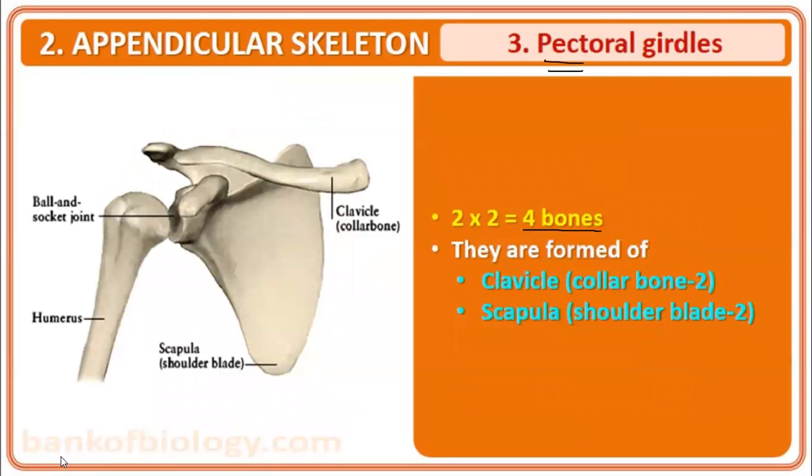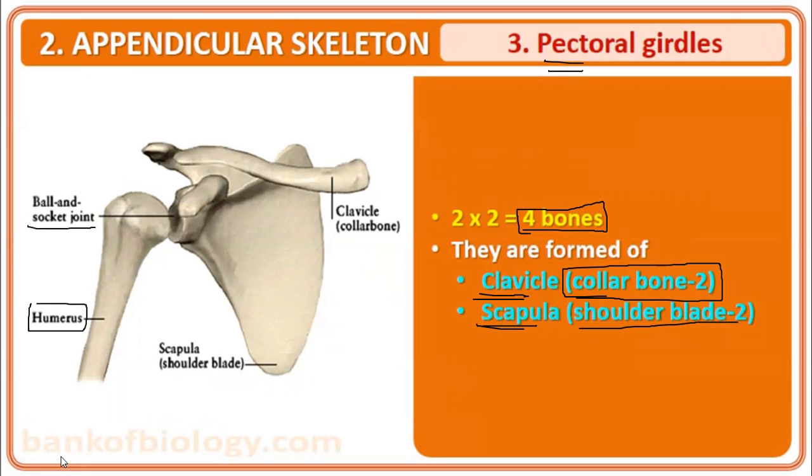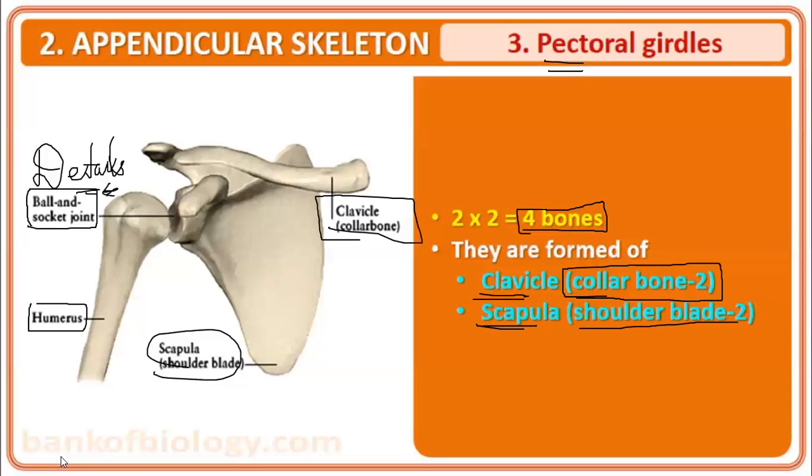Pectoral girdle, 2 into 2, that is 4 in number. That is, they are formed of the clavicle. Clavicle is the collarbone. Next is scapula, which is a shoulder blade. This is the humerus. This is a particular type of joint, which we will cover in detail in the upcoming session, the ball and socket joint. This is the clavicle, the collarbone, 2 in number, and the scapula, the shoulder blade, again 2 in number.